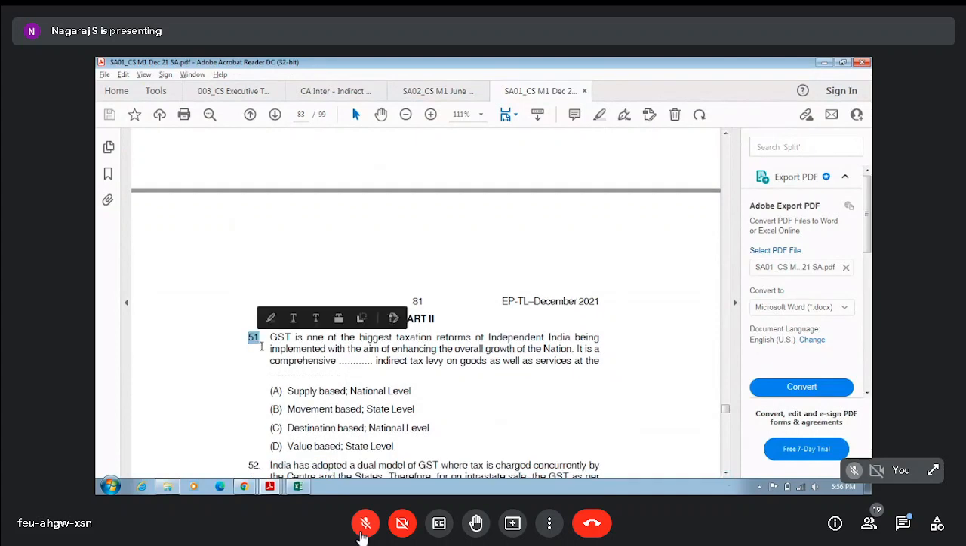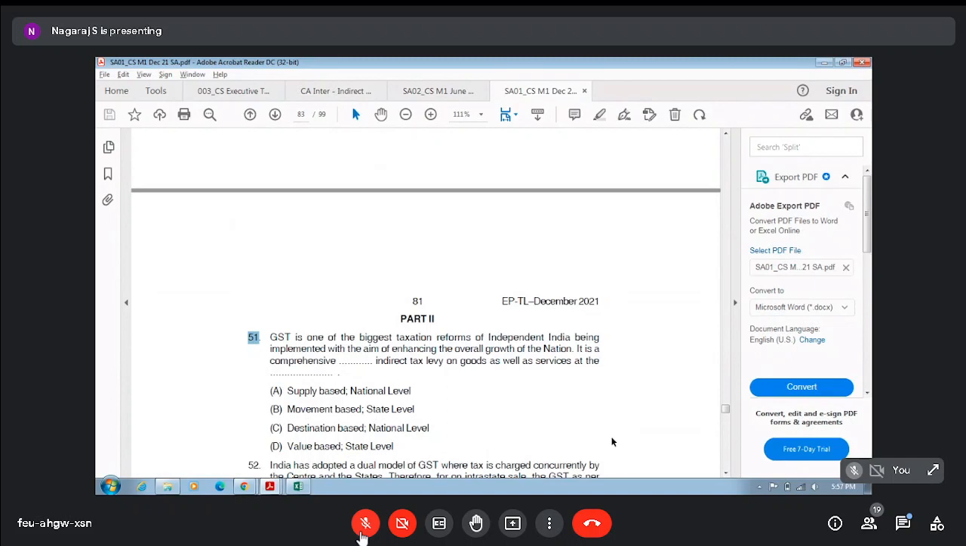Part 2. This one: GST is one of the biggest taxation reforms of independent India, being implemented with the aim of enhancing the overall growth of the nation. It is a comprehensive what kind of tax? Supply based, movement based, destination based, or value based? Destination. Is national level. Indirect tax levy on goods as well as services at the national level. Destination based tax.